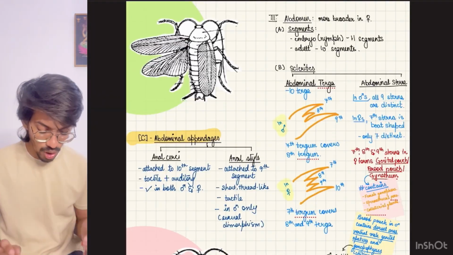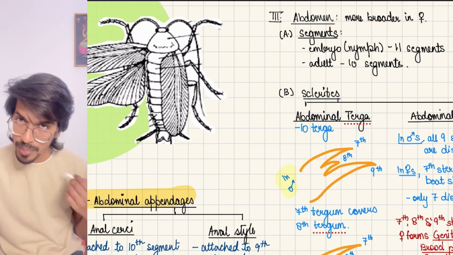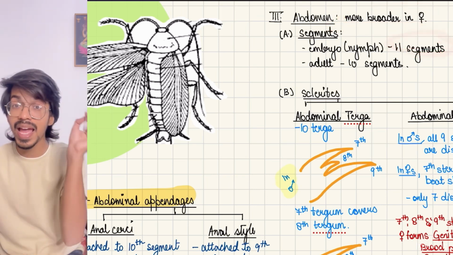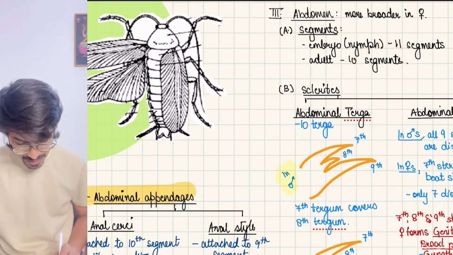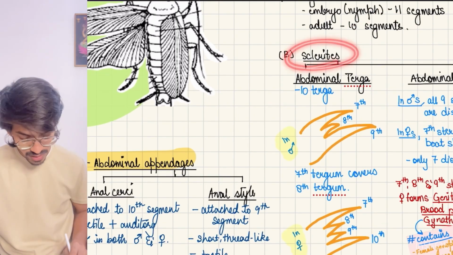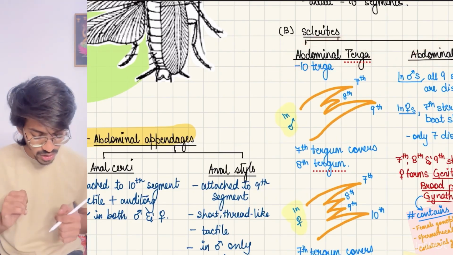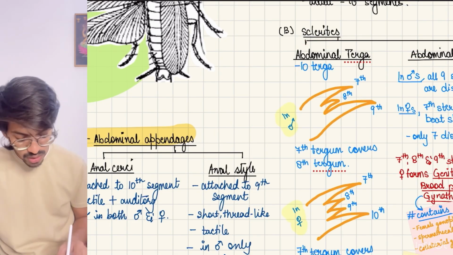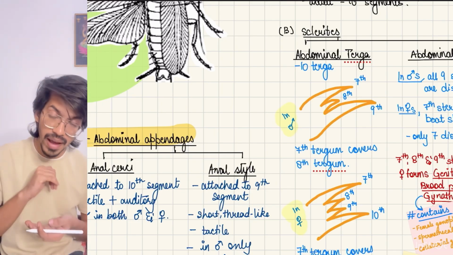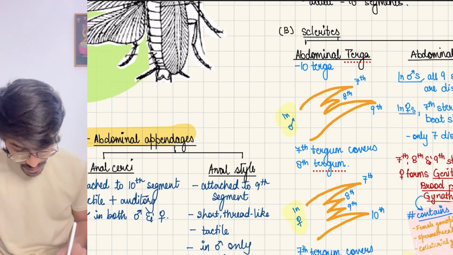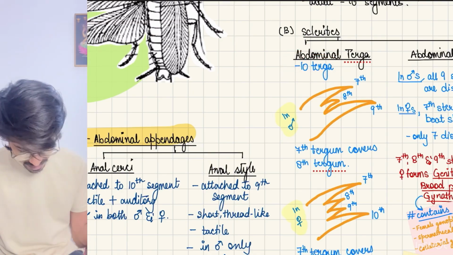Then comes the abdomen. The abdomen in the female is broader. How many segments are there? 11 segments are present in the embryo or the nymph, but the adult has only 10 segments. So the sclerites present could be abdominal terga and abdominal sterna, both sides. Here you have to remember that on the abdominal terga side, 10 terga are present. In both cases 10 are there.